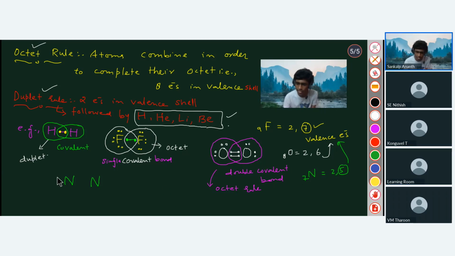Now tell me, among these 5 valence electrons, how many is it mutually sharing with another nitrogen? 3 electrons. So that means it will form a triple covalent bond. Can you tell me, is the octet complete for both or not? Yes, sir. Exactly. So note down that in case of the N2 molecule, that is nitrogen gas, there is a triple covalent bond and it also follows the octet rule.